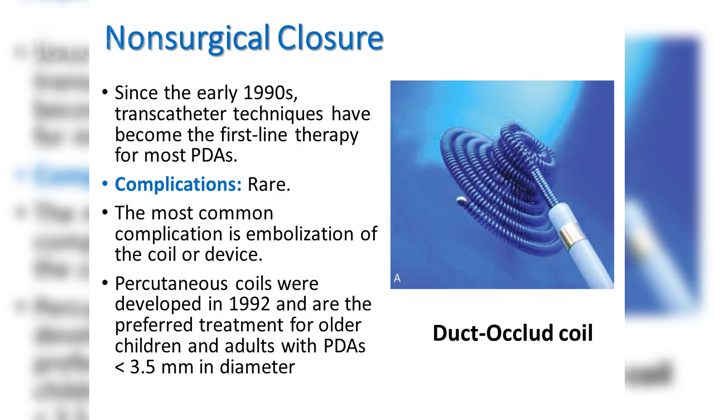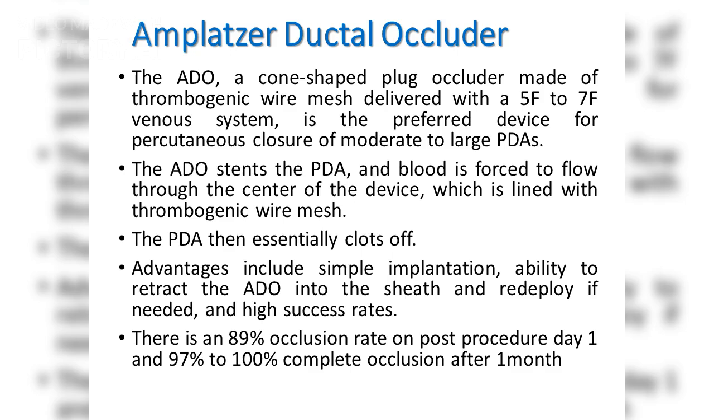Since the early 1990s, transcatheter techniques have become the first-line therapy for most PDAs. Complications are rare, with embolization being the most common. Percutaneous coils are preferred for older children and adults with PDAs less than 3.5 mm in diameter. The Amplatzer ductal occluder, ADO, is a cone-shaped plug used for percutaneous closure of moderate to large PDAs. It stents the PDA, forcing blood to flow through the center, leading to clot formation and closure. The ADO offers high success rates and the ability to be redeployed if needed.